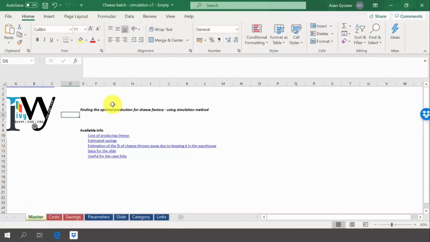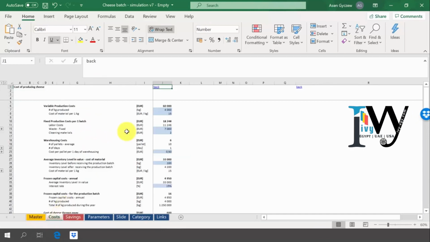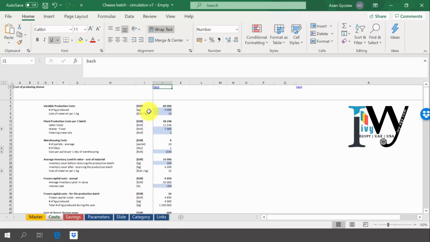Let's have a look at cost per 1 kilogram for the current setup, where we produce only 4,000 kilograms in one production batch. So please open a file attached to the lecture, which is called Cheese Batch Simulation version 7 empty. And here in the master sheet, you will find, as always, a table of content. We'll first go to the sheet cost, where we estimate the cost per 1 kilogram by looking at all the costs that a production batch generates, not only in production, but in the whole supply chain, and then calculating the cost per 1 kilogram. We're going to use it later on to carry out the simulation.